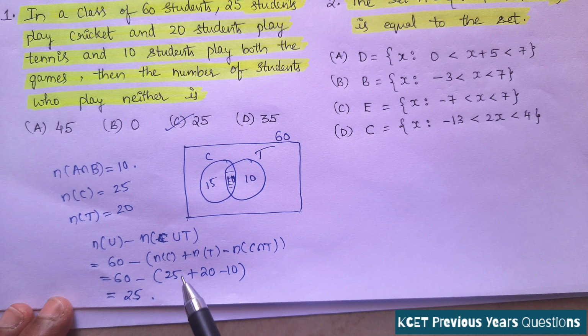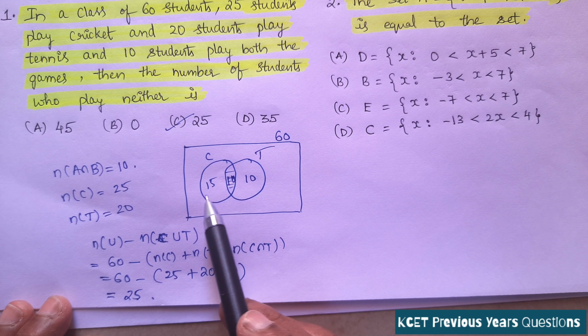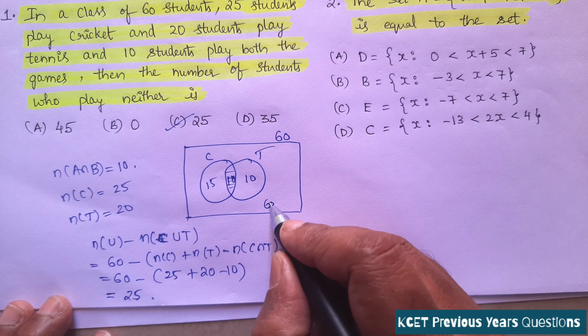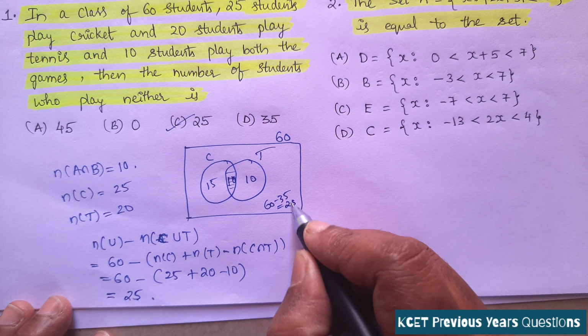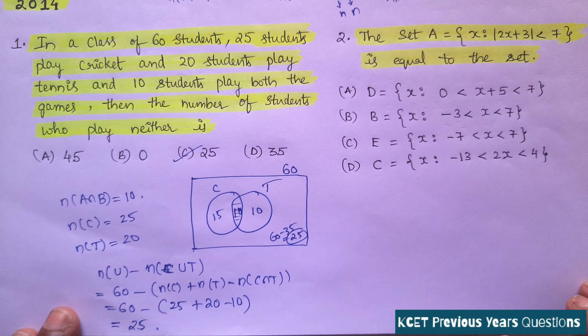Like this, we can do it by using the formula, or else simply, in the total 60, if we delete these three, 15 plus 10 plus 10, nothing but 35, 60 minus 35, the remaining will become this data, those who play neither. Okay, this is about this question.